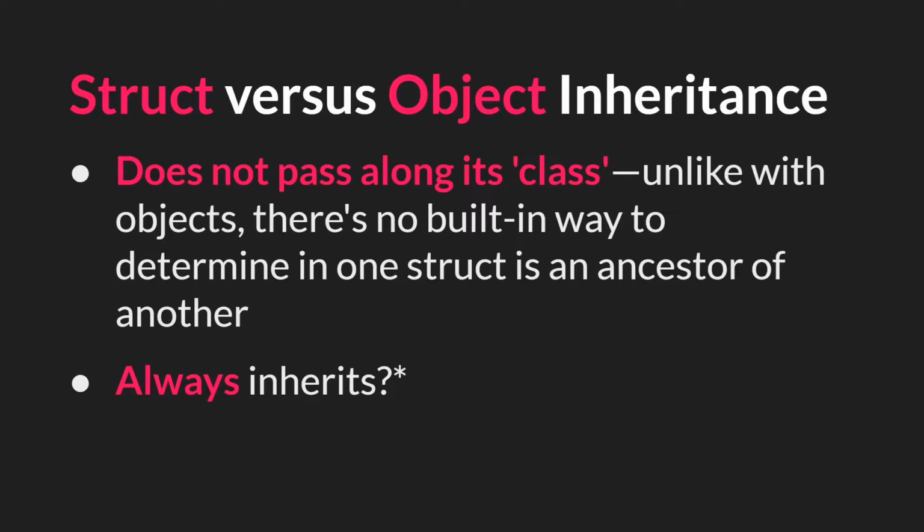All structs really do is pass along their code to their children. The next thing to know about structs versus object inheritance is that structs always inherit. And I have both a question mark and an asterisk because, as you will see when we get into code, it's a little bit more complicated than that. But with objects, you can overwrite code or inherit and overwrite it. And in some ways, you can do all of that with structs too. But conceptually, at least, it's a little bit different.